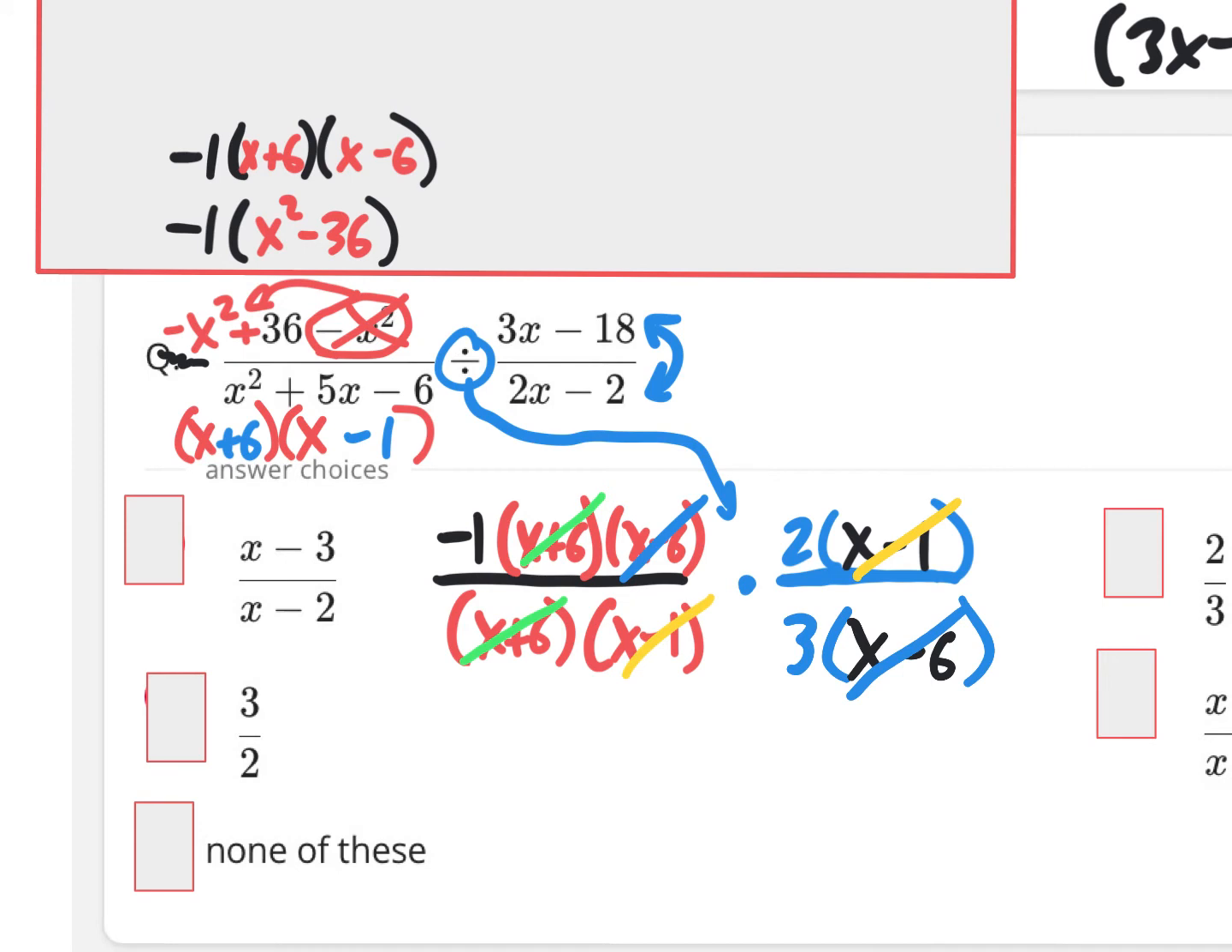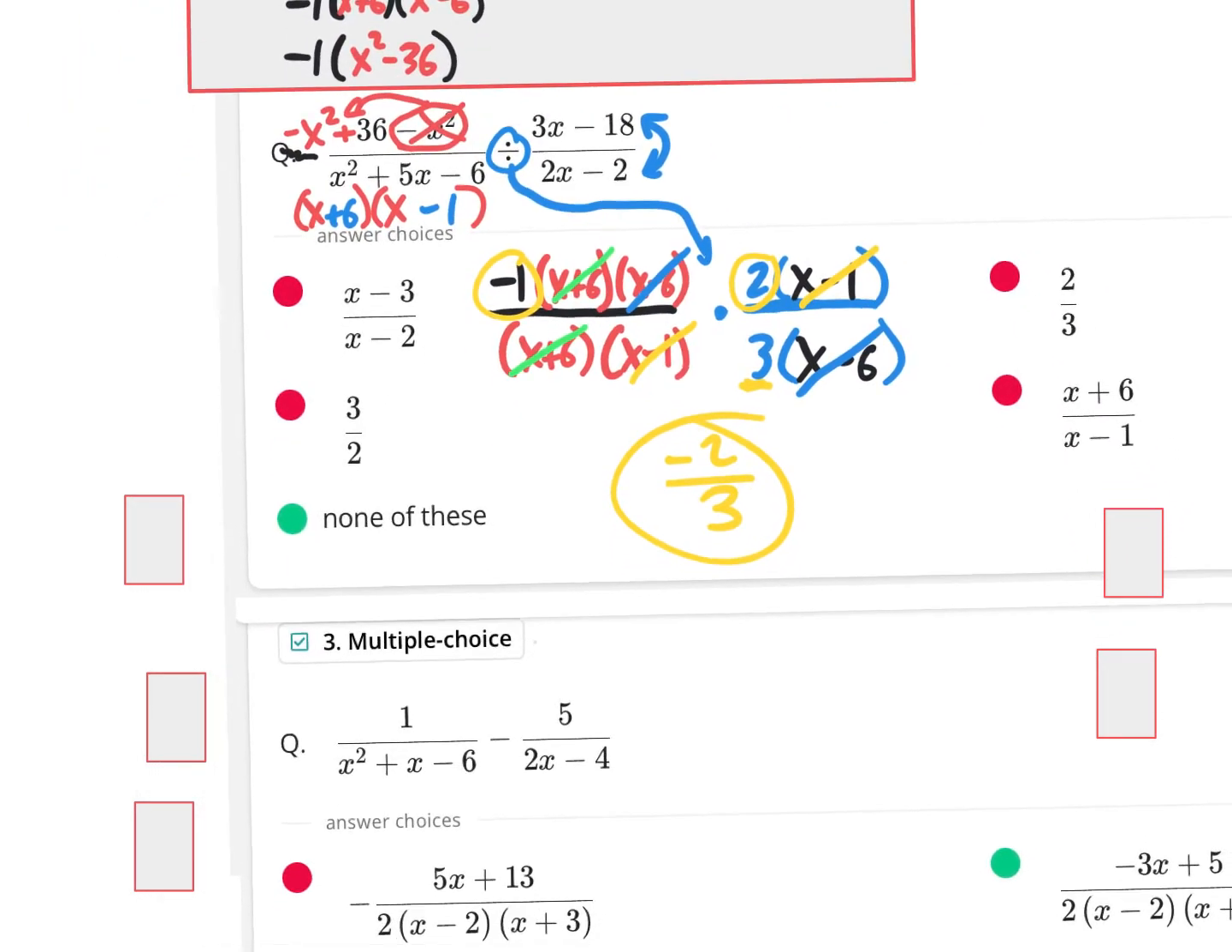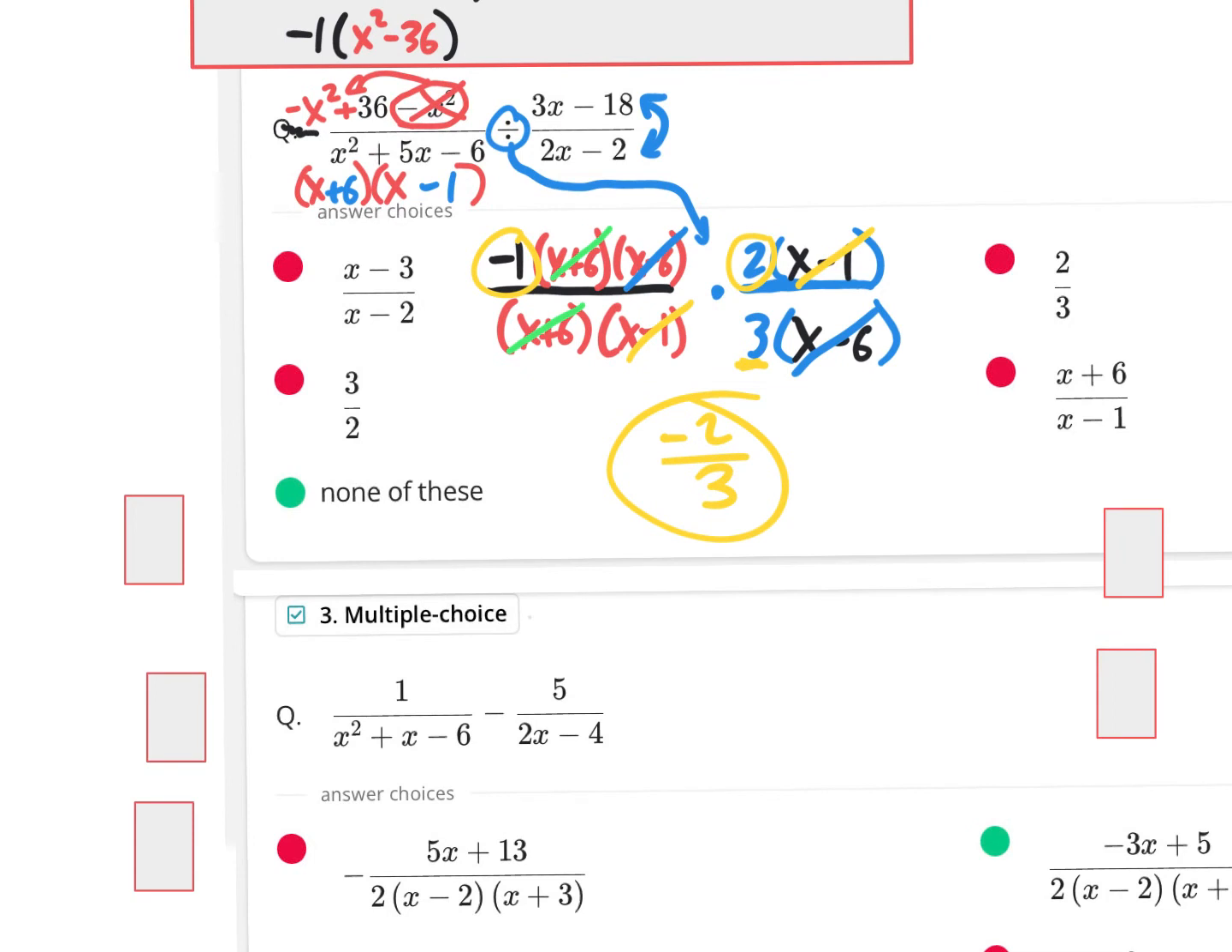Now I have negative 2 over 3. Negative 2/3 is the only answer, because when you multiply negative 1 times 2, that's negative 2, and over 3. So negative 2/3 is the answer. And obviously, if you look for that answer, it's not there. And that's why the answer is none of these.